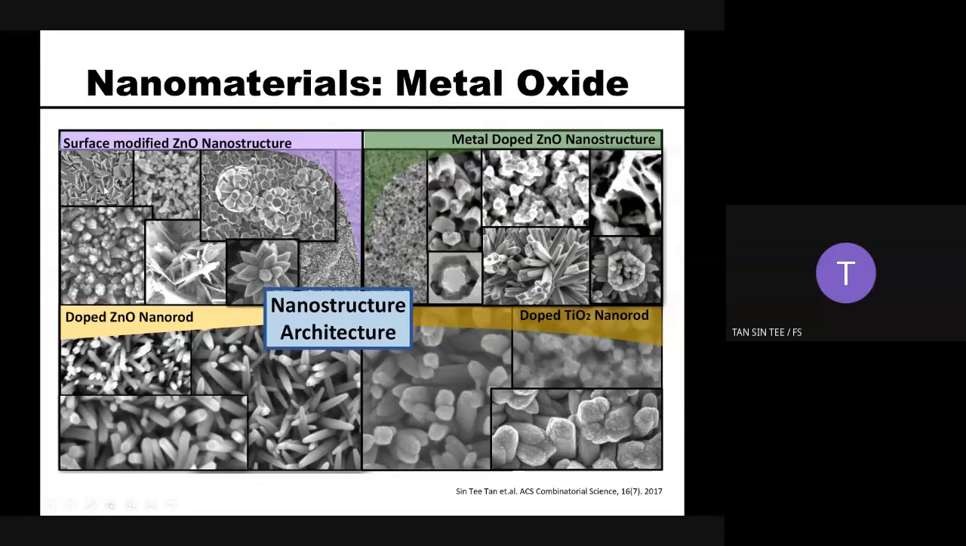Like what you can see here, it is actually changing from a nanoplate to a three-dimensional, very nice nanoflower. And then on your right hand side, the top images here are showing some of the metal-doped zinc oxide nanostructure, where we are putting some metal nanoparticles into the zinc oxide precursors to alter the inherent electrical and optical property of the system.